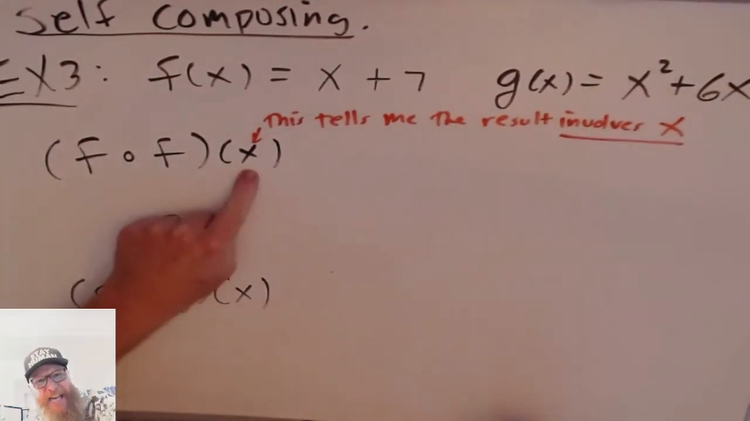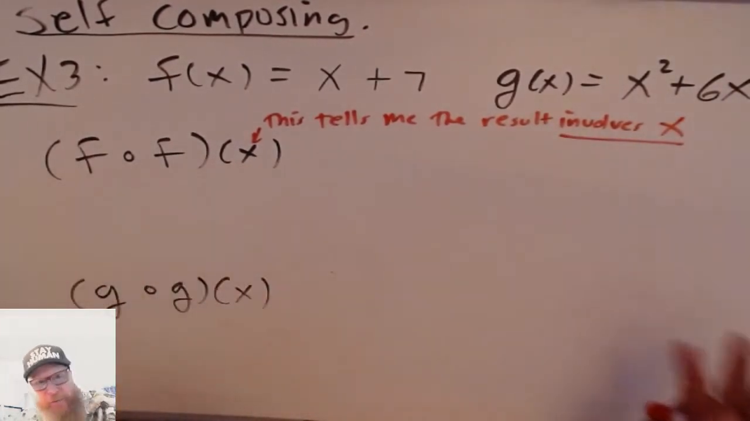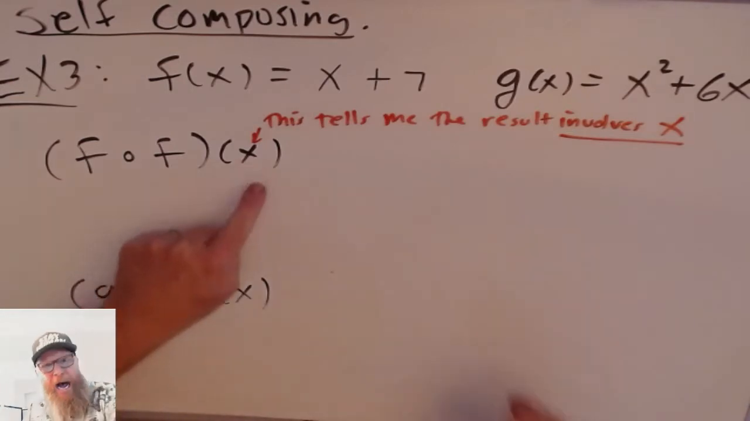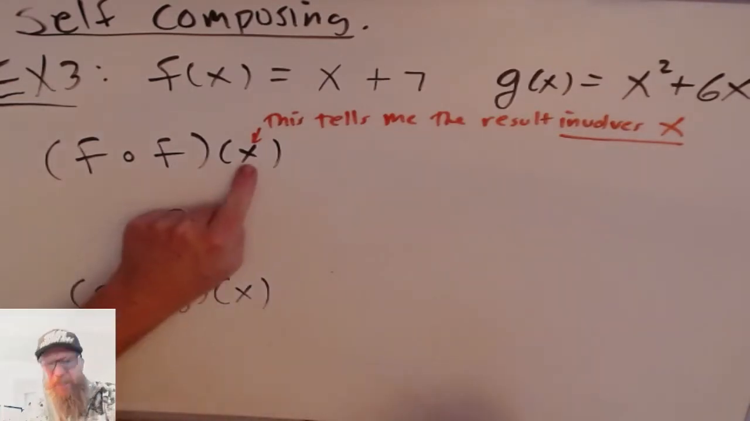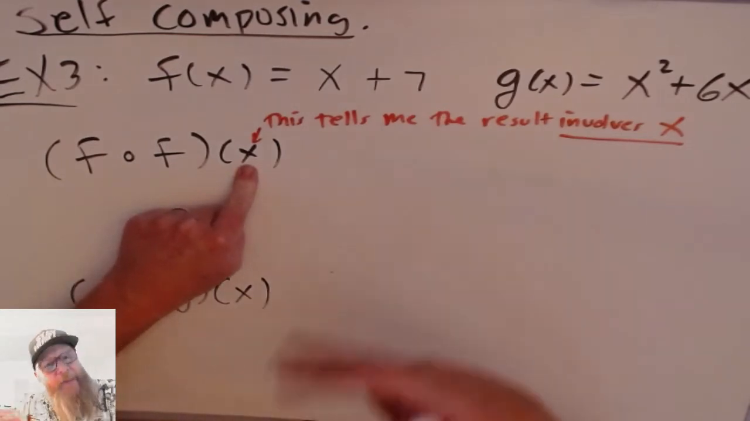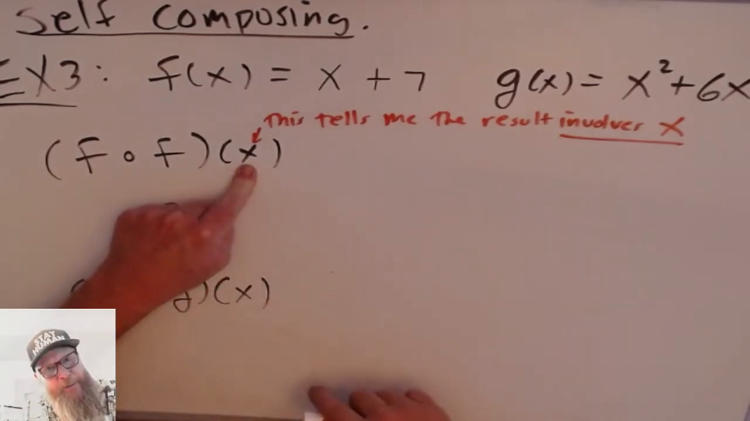So if that was a T, then that would tell me that my answer involved the letter T. If this was a Y, then my answer would involve the letter Y, or a P, or whatever letter. If this was a number, then that would tell me that my answer is going to be a number.